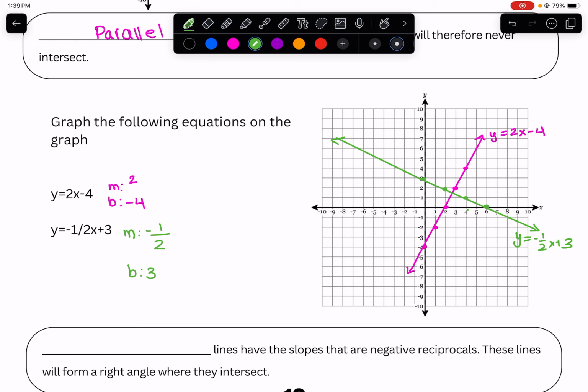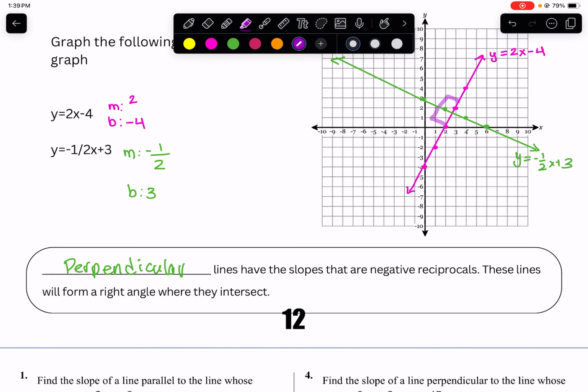And it might be a little bit hard to tell, but these lines are actually going to be perpendicular. So perpendicular lines form a right angle. So if we look here, these two lines, I can say that these two angles are going to be right angles because the slopes are the negative reciprocals. So a reciprocal is when you flip it, right? So for example, the reciprocal of 2 would be 1/2, and then we negate it. When the slopes are negative reciprocals, then the lines are going to be perpendicular.